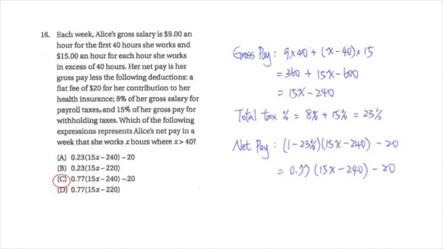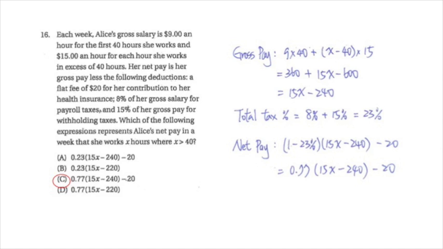Question 16, it says Alice's gross salary is $9 an hour for the first 40 hours and $15 an hour for each hour she works in excess of 40 hours. Net pay equals the gross pay minus the deduction of a flat fee of $20 and 8% of her gross salary for payroll tax and 15% of her gross pay for withholding tax. We're asked to find the expression of the net pay where she works more than 40 hours.